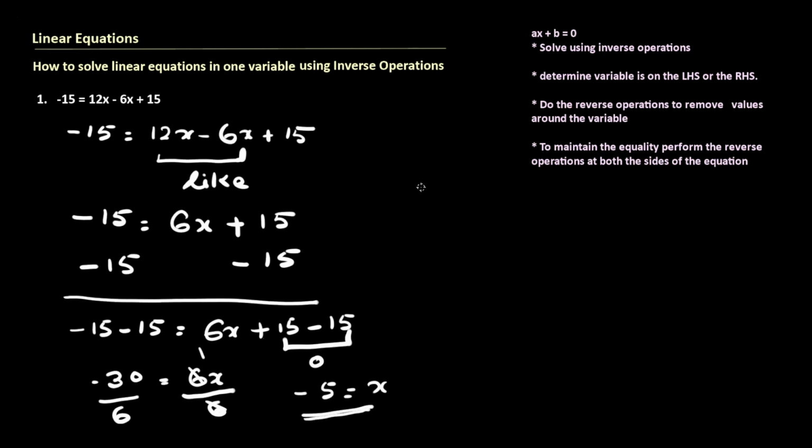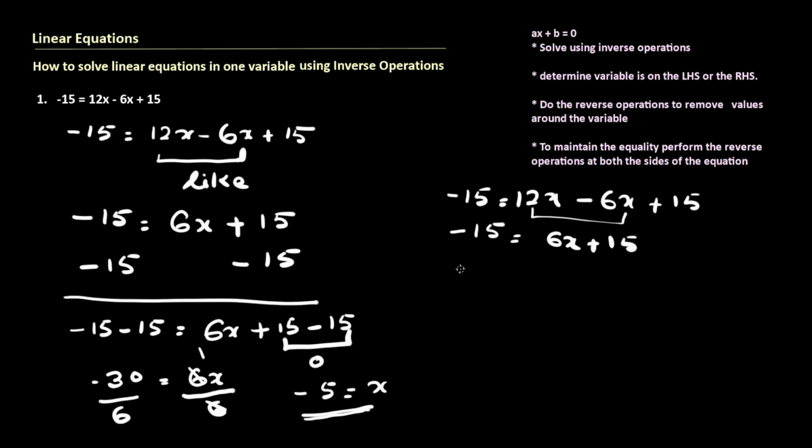Now let's plug the value of x back into our original equation. Minus 15 equals 12x minus 6x plus 15. When you combine the like terms, it becomes 6x plus 15. Now we are going to plug in the value of the variable: 6 times minus 5 plus 15.